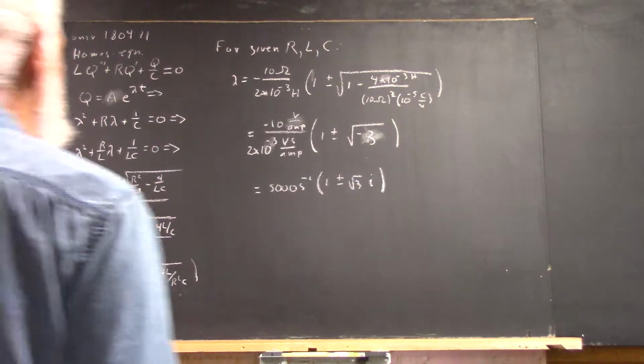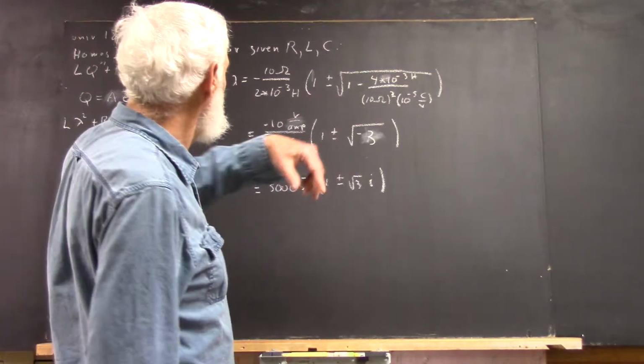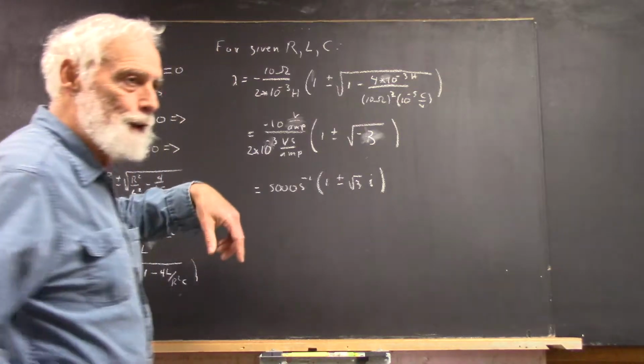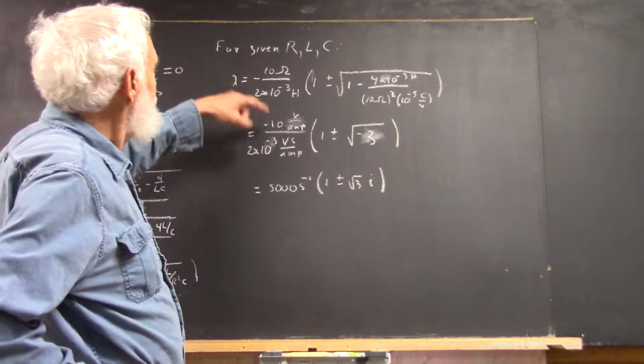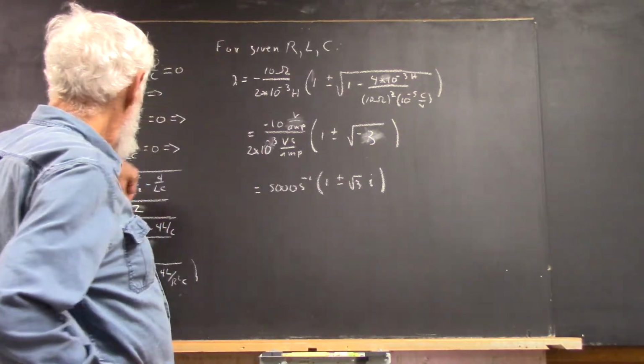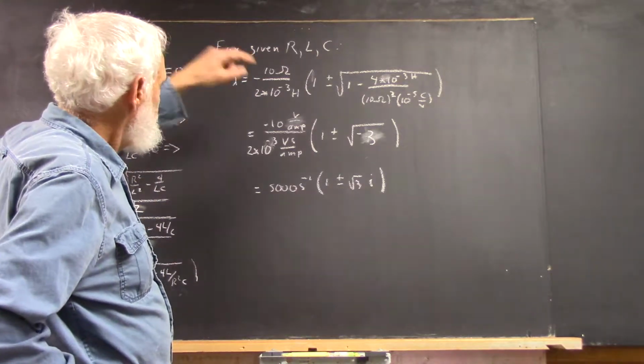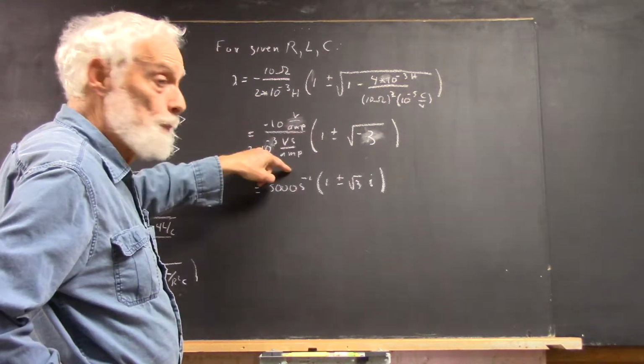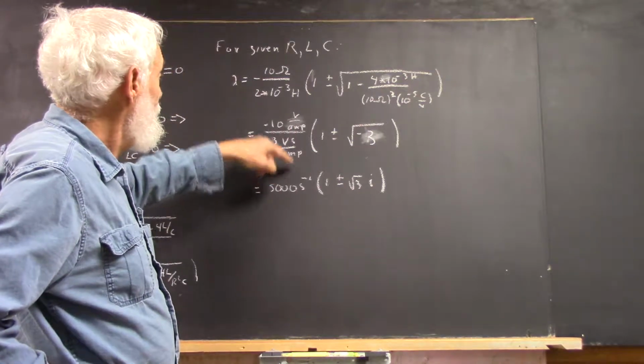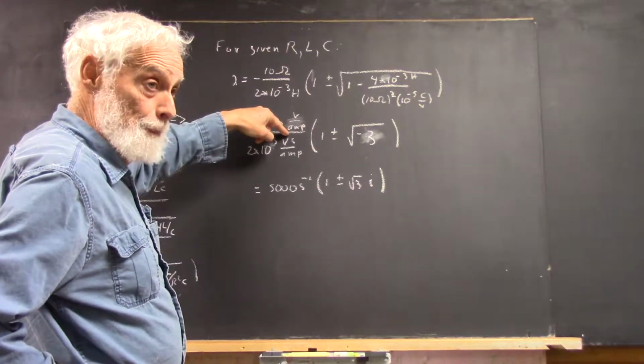Okay, so what I get after a couple of false starts, I have the wrong power of 10 here. First of all, let's just look at this R over L term, or R over 2L term. A henry is a volt second per amp, right? And an ohm is a volt per amp.